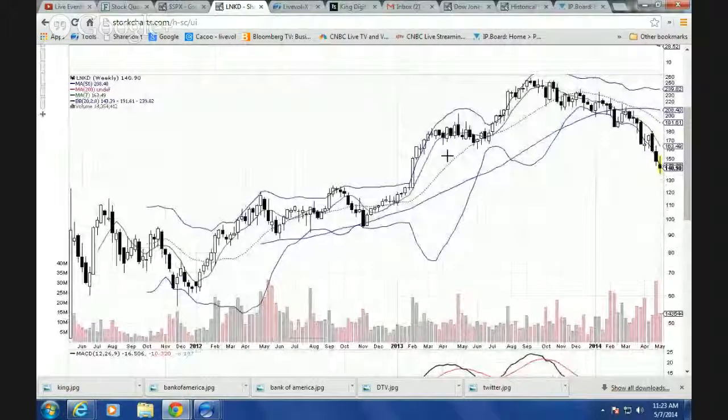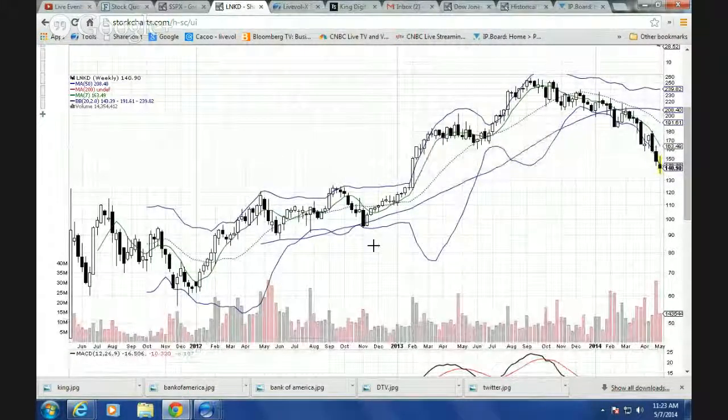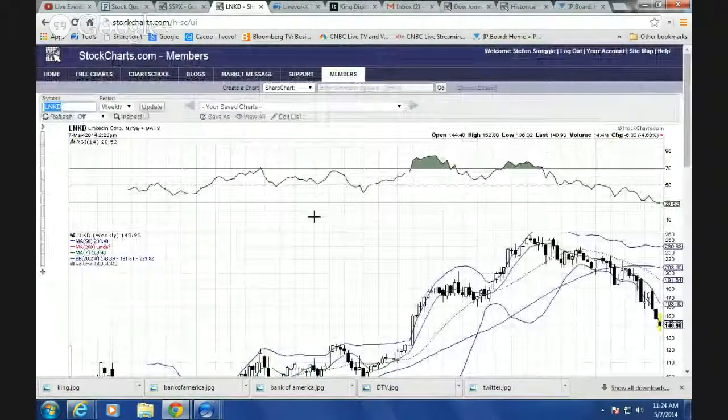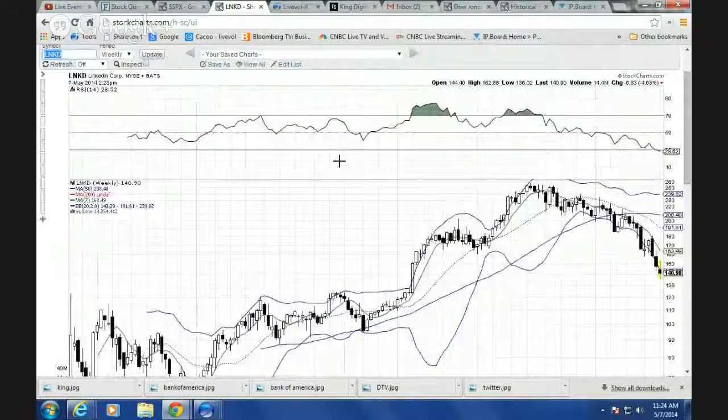The thing that's kind of funny is, even after you see how LinkedIn went from 240 to 140, so it lost $100, if you look at last year's performance, it's still up 40%. That's how big of a run these guys had. LinkedIn lost $100, and they're still up 40% if you measure it year over year.